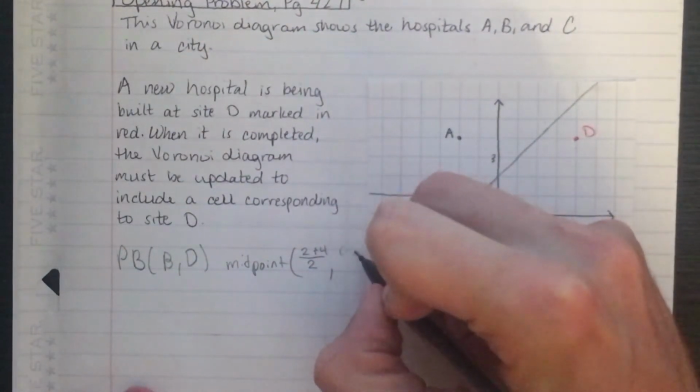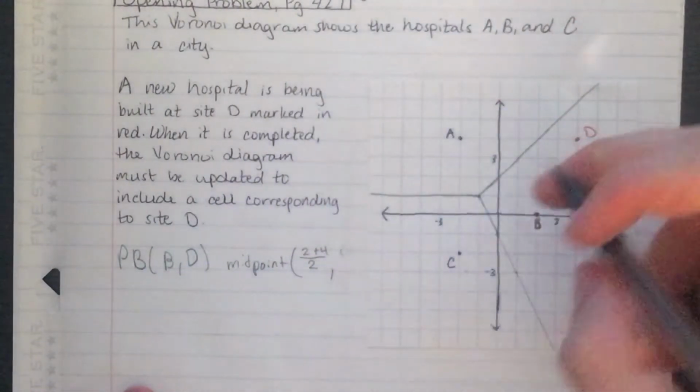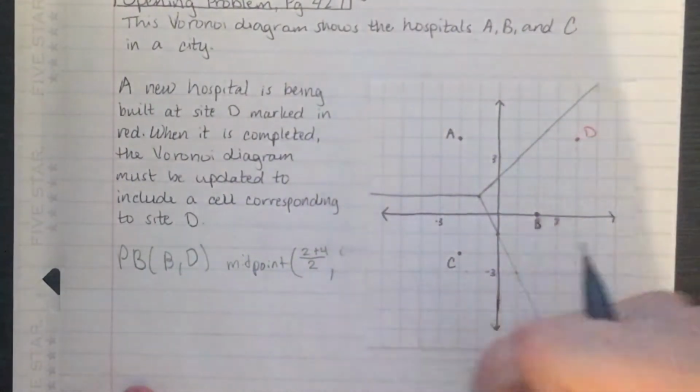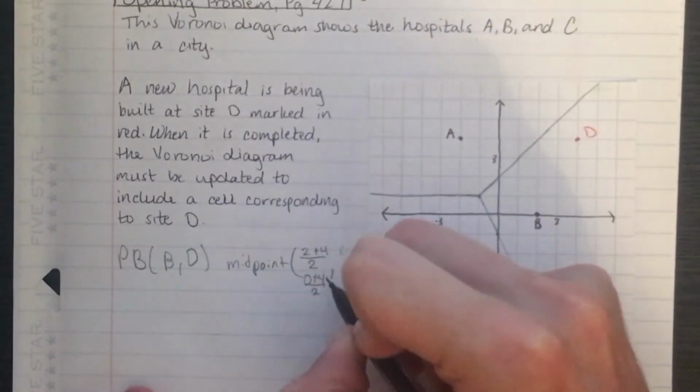So 0 plus 4. I'm writing on tape. From where I taped that, I could not see it. I'm going to put the y coordinate down here. I apologize about that, you all. Don't be like Mr. Price.